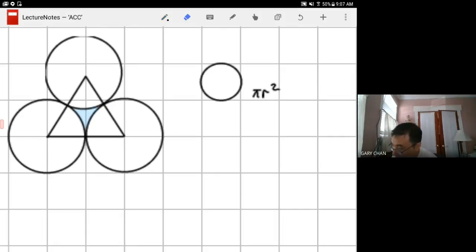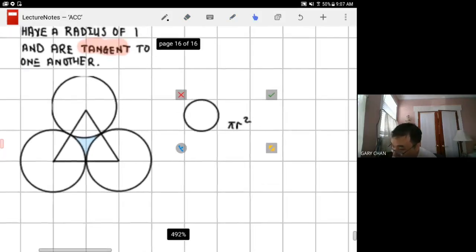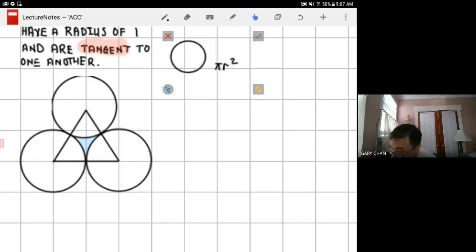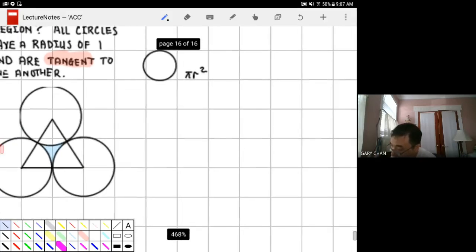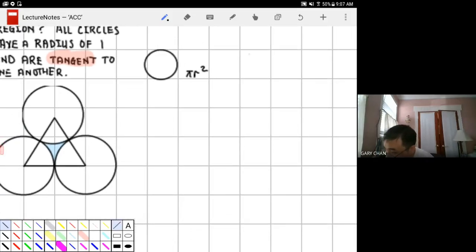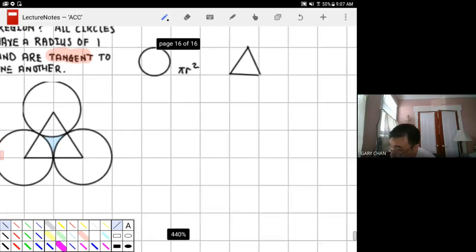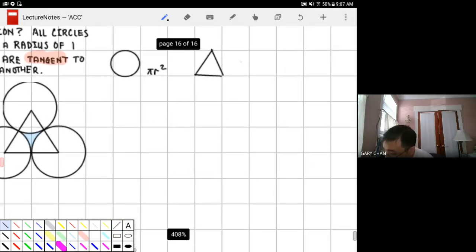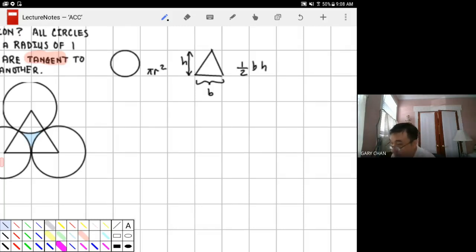So let's see how we can go about this. We're going to keep this in mind as we go through solving this problem. The area of a circle is pi r squared. And while I'm writing the area of things, the area of a triangle is 1/2 base times height, where this is the base and this right here is the height.